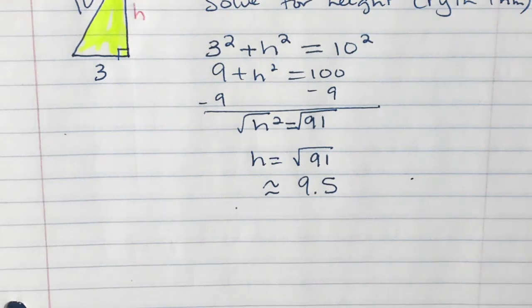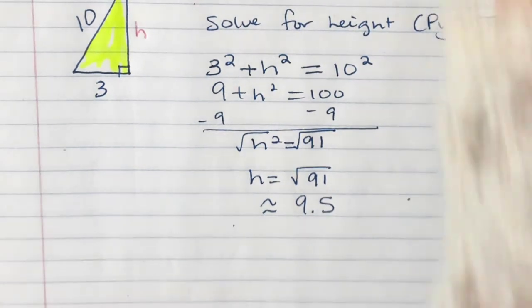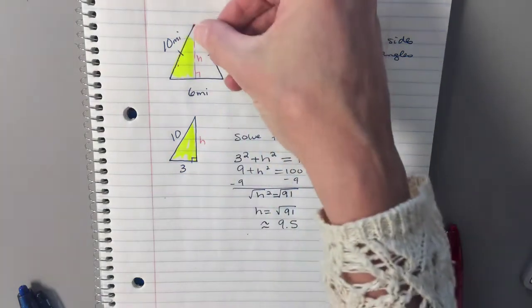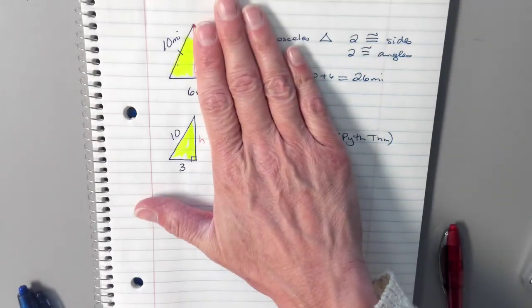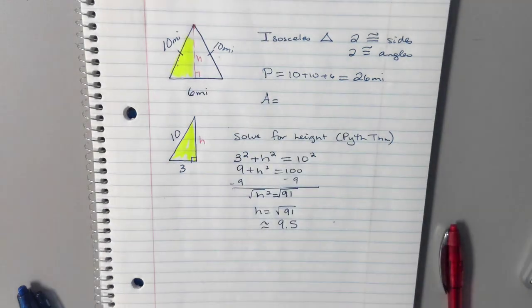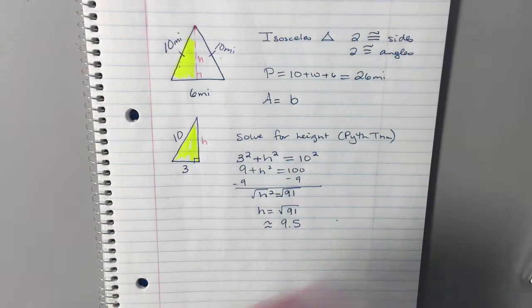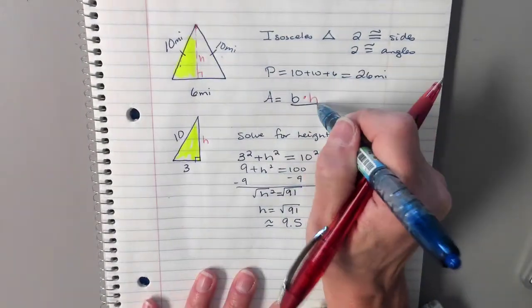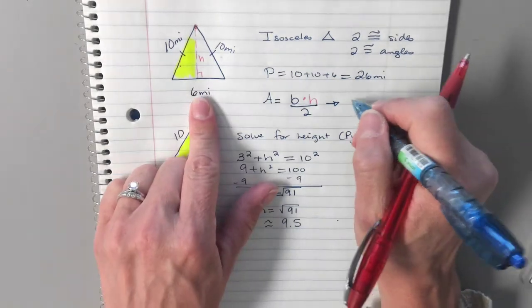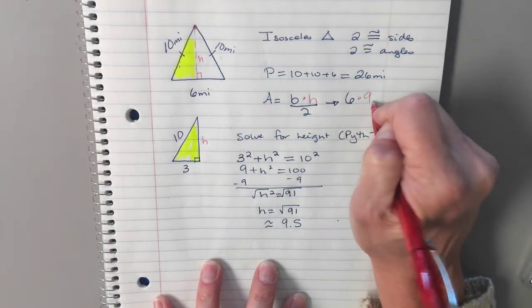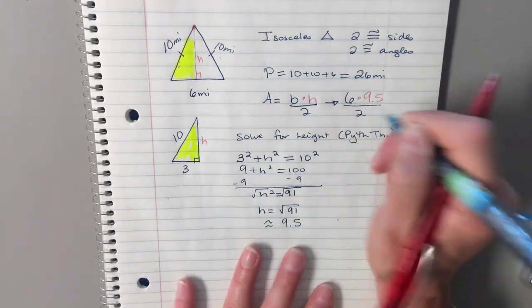So we need to pause. Remember what we did. We took our isosceles triangle and we dropped in a perpendicular bisector. We cut it in half at 90 degrees. And we used that half of the triangle with the Pythagorean theorem to find the height. So we now know our height. For our area, remember that area is base times height divided by 2. Well, our base was 6, because that's what connected to our perpendicular. Our height is now 9.5, and the 2 was always the 2.